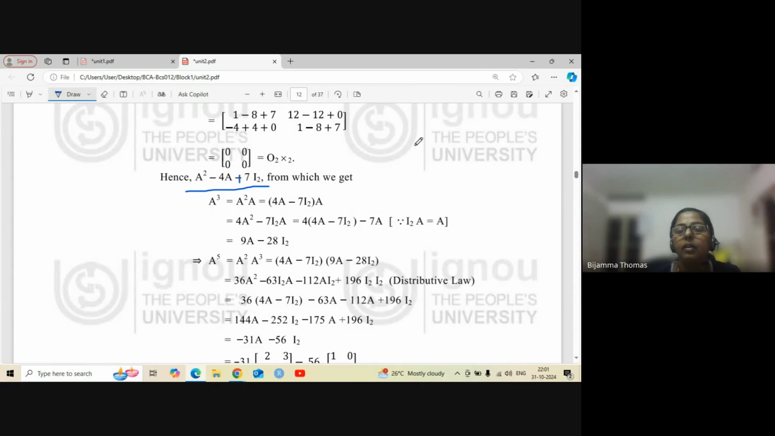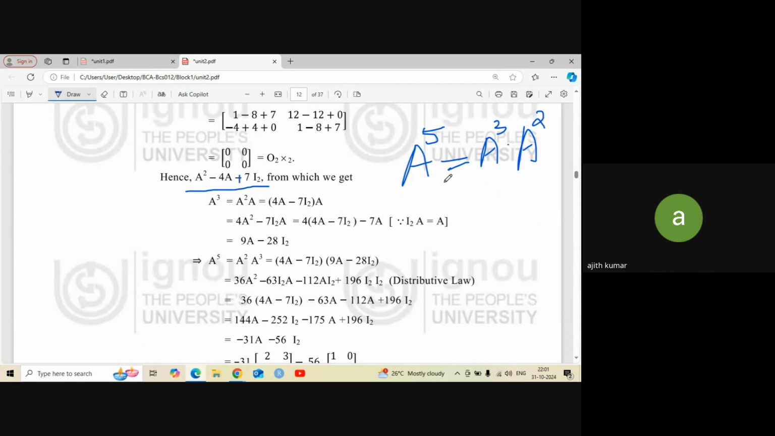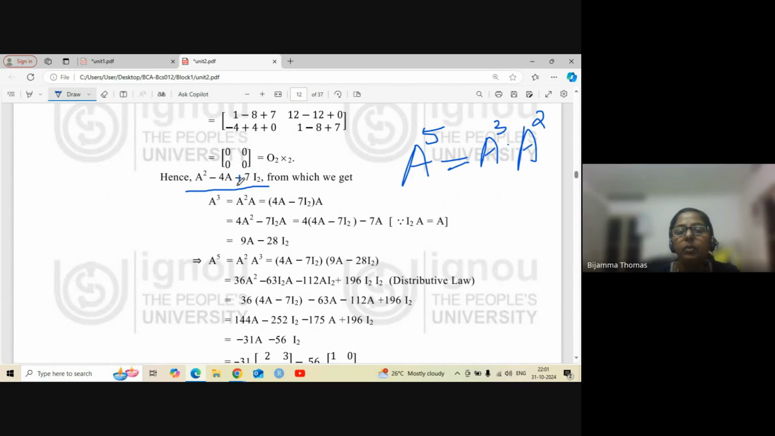Now we know that we have to identify A5. A5 will be equal to A power 3 into A power 2, isn't it? And we know that A power 2, this is the equation, 4A... this is equal to 0, this is a 0 matrix. So A square can be written as 4A minus 7I. Isn't it? Is it clear?